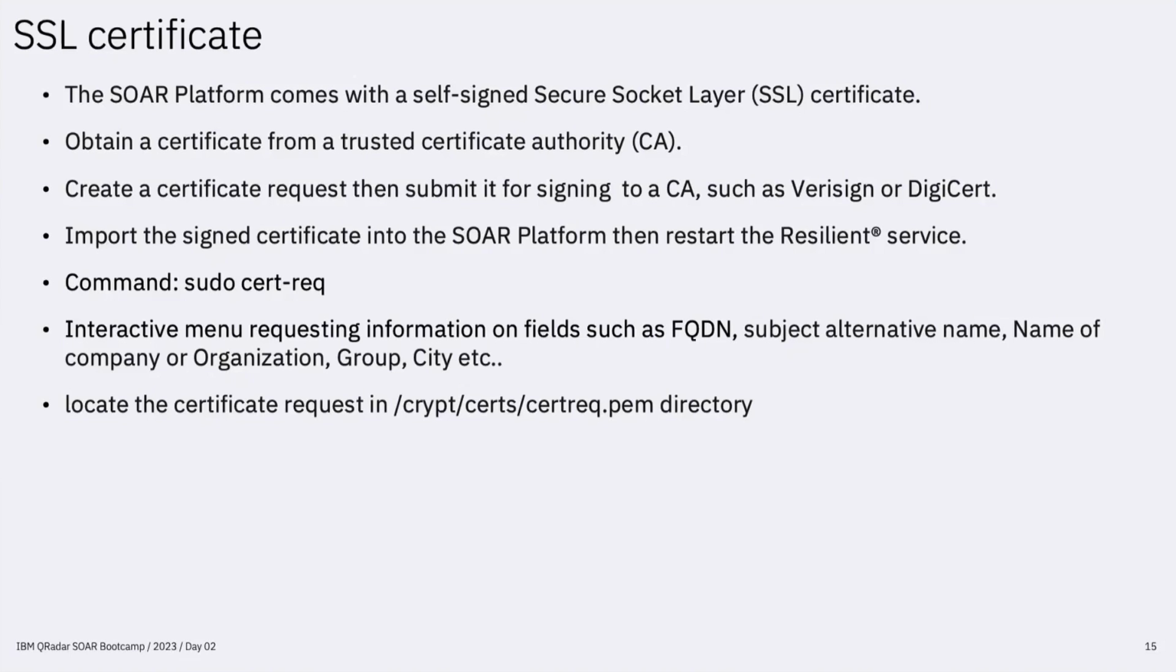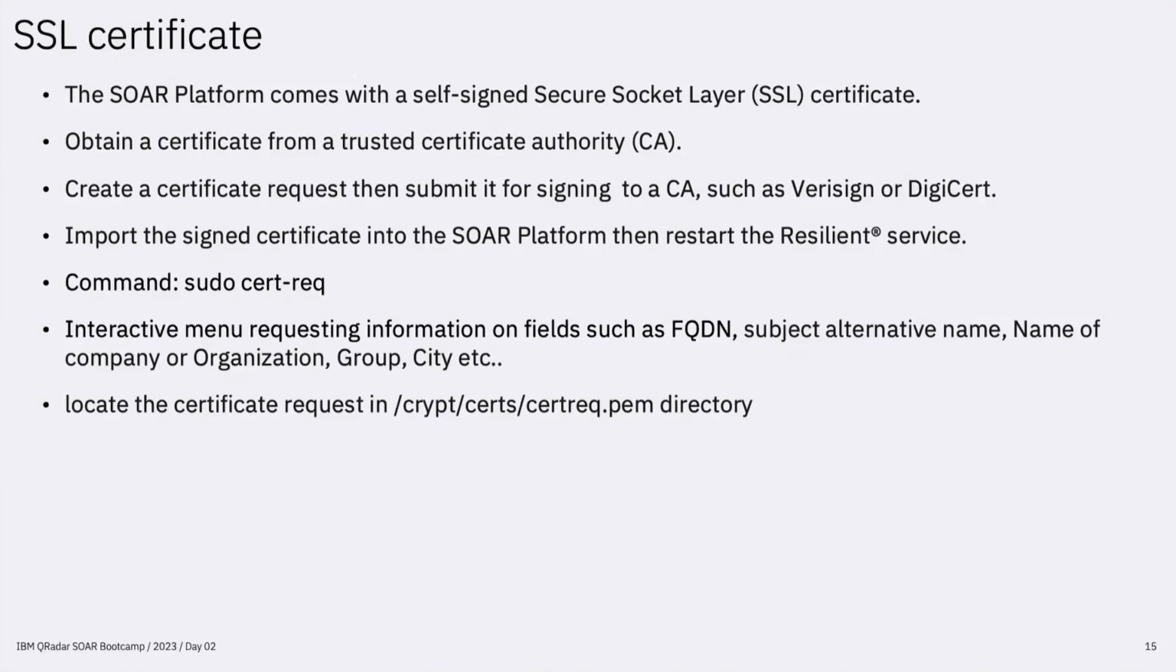Once you receive the signed certificate from your CA, you import it in the SOAR platform and restart the resilient service for the changes to take effect. Now the command to import this certificate is sudo cert-rec.